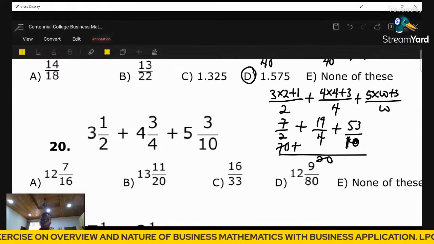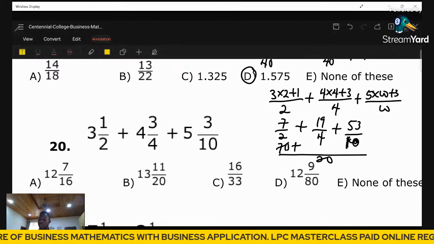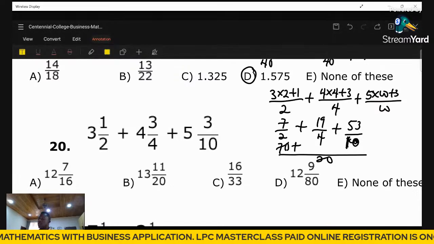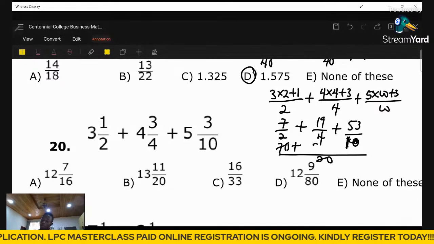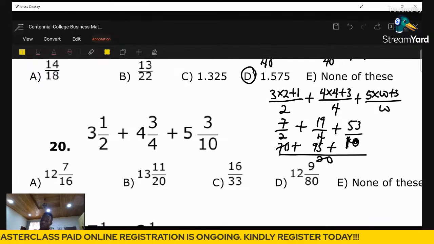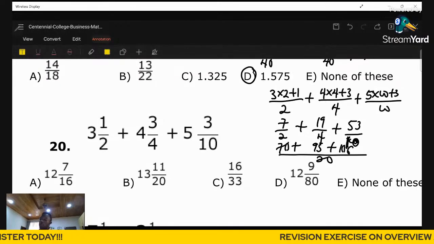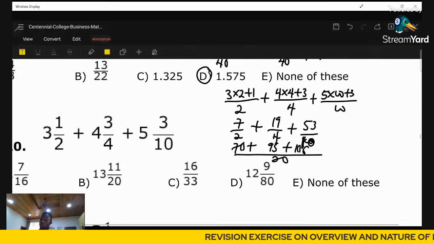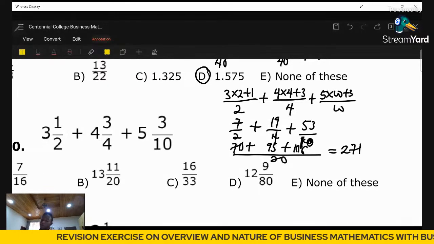Plus 4 goes into 20 how many times? 5. 5 multiplying 19, I had, with my case, let me see, 95. Someone can also confirm for me if that is true. And then 10 goes into 20 how many times? 2. 2 multiplying 53, you should be able to get 106. So when you add all, you should be able to arrive at 271, divided by 20.